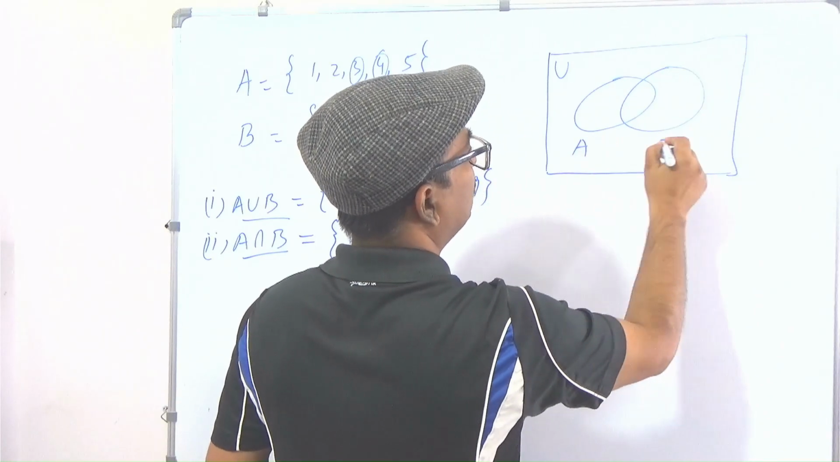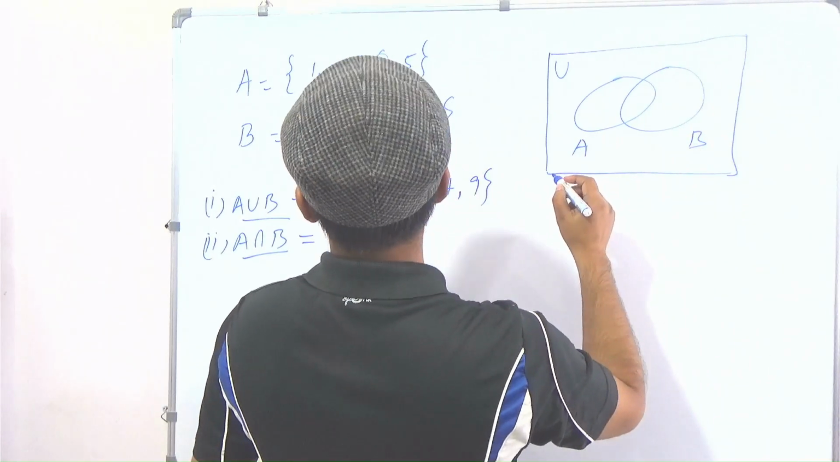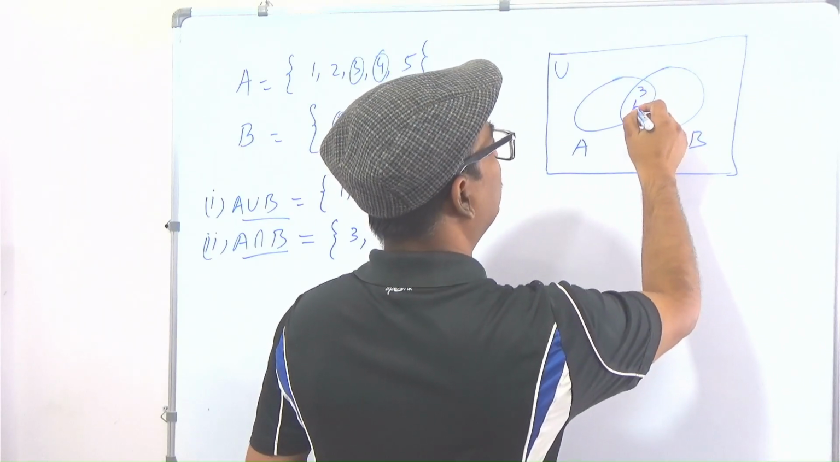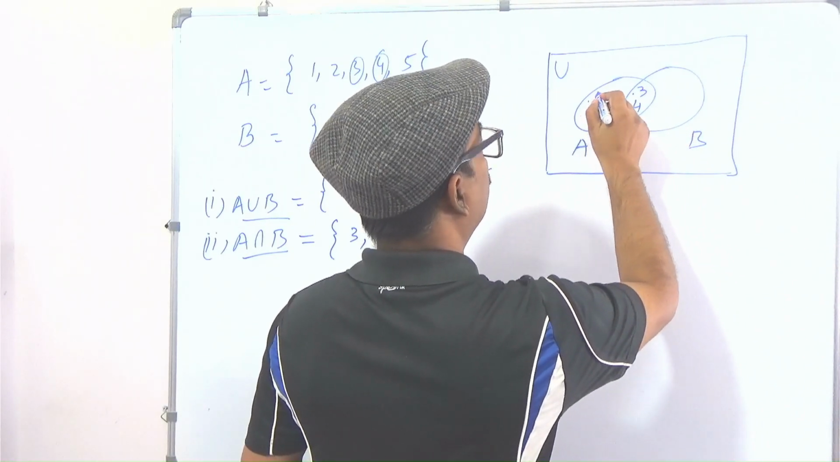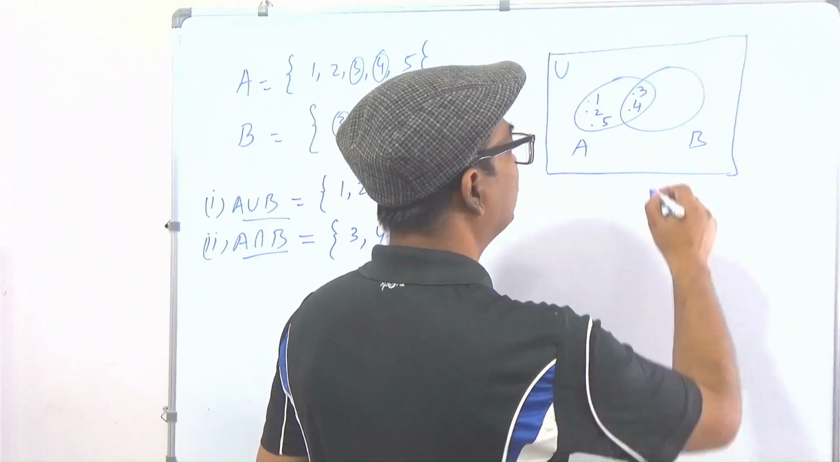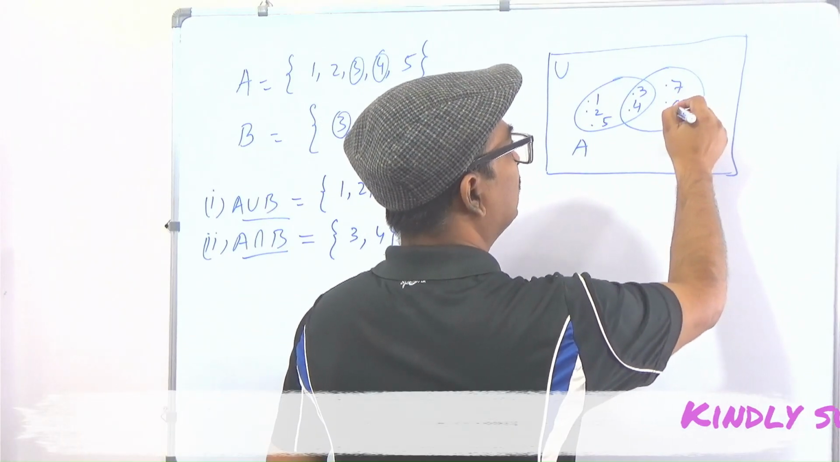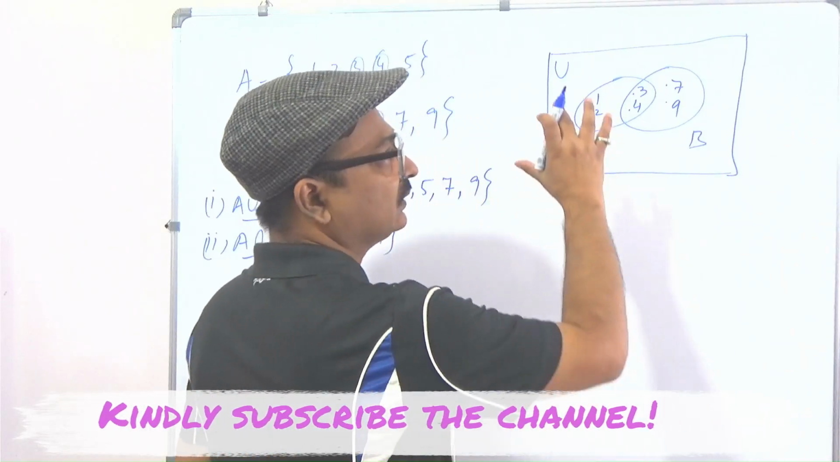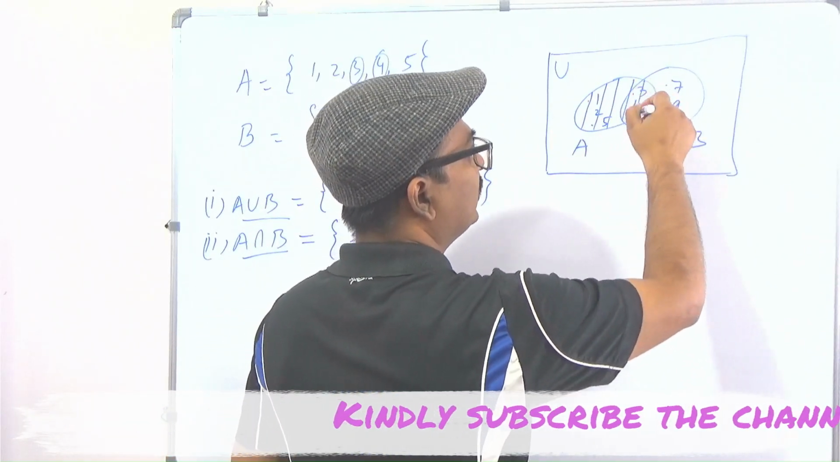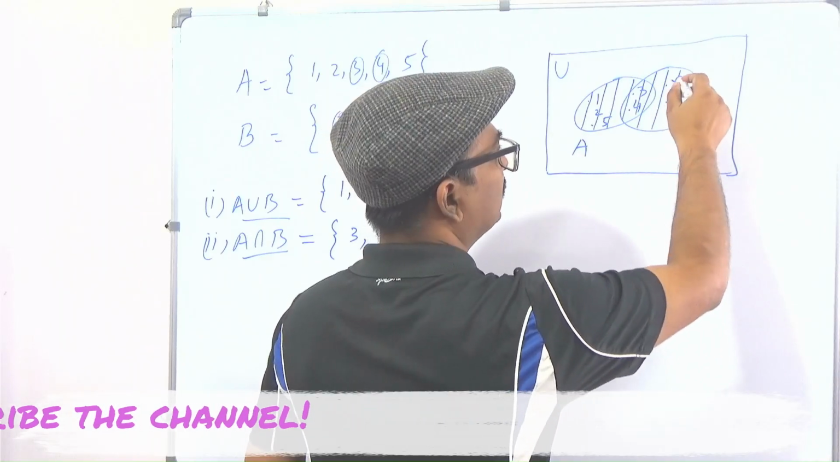Let's say this is A, this is B. 1, 2, 3, 4, 5. 3, 4 is common, so 3, 4 will be written here. 1, 2, 5, and here we had 7, 9 exclusive to this. So this is the representation of Venn diagram, and A union B will be this part.